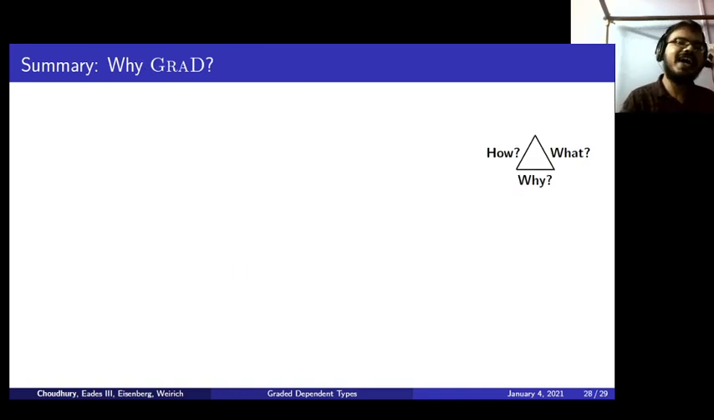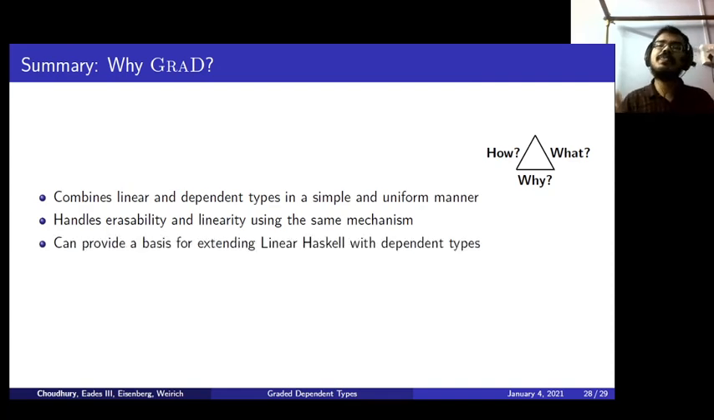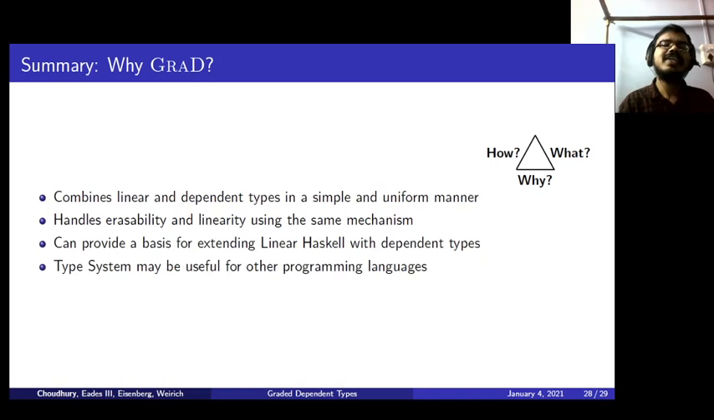But why GRAD? It's because it combines linear and dependent types in a simple and uniform manner. It handles erasability and linearity using the same mechanism. It can provide a basis for extending linear Haskell with dependent types. And the type system may also be useful for other programming languages that are exploring dependent types like Agda, Idris, Granule.